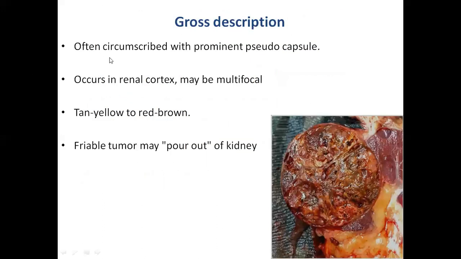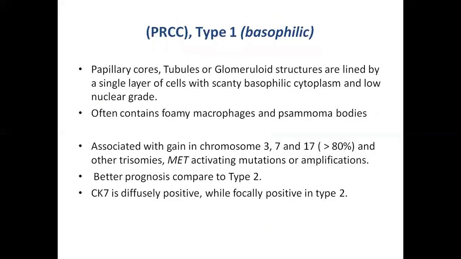Grossly, these tumors are often circumscribed, and they commonly can have an encapsulation, or a pseudocapsule type of structure. These tumors commonly undergo necrosis and hemorrhage. That is one reason these tumors are very fragile, and they can pour out of the kidney. And because they undergo necrosis and hemorrhage, they commonly have a tan yellow to tan brown color. As we said, they are further divided into type 1 and type 2.